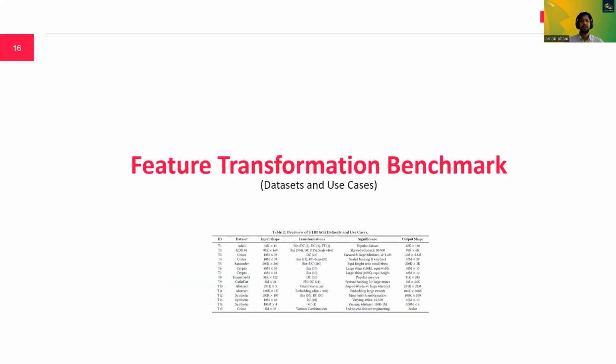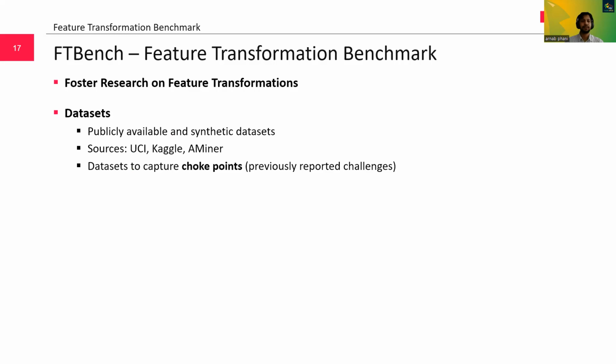As a basis of our evaluation and to foster research on feature transformation, we define the FTBench benchmark. FTBench leverages publicly available datasets from UCI, Kaggle, and A-Miner. We augment the benchmark with synthetic datasets to capture choke points reported by earlier work.